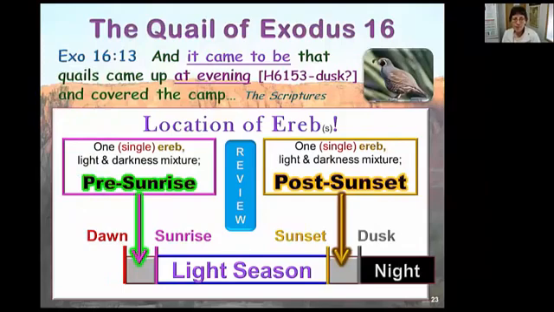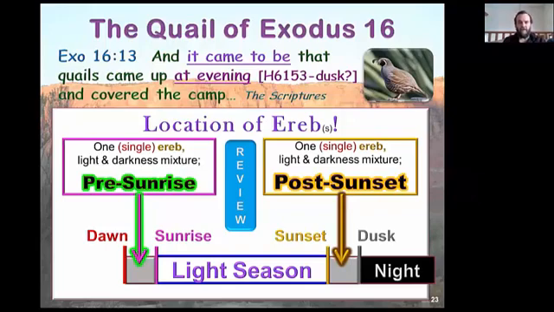The quail of Exodus 16. And it came to be that quails come up at evening, H6153, that is dusk, and covered the camp. Now we know that quails, and all birds, when it gets close to sunset, come in looking for a place to roost for the night. They are coming for rest just before the sunset.